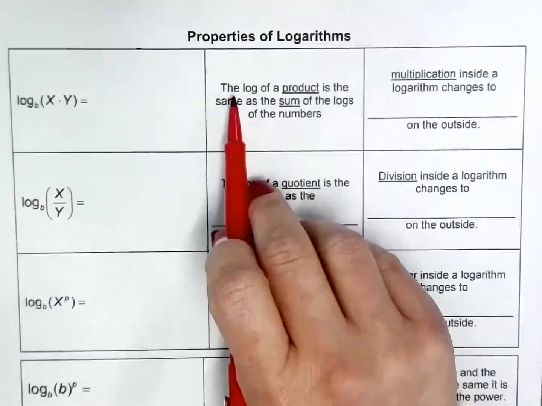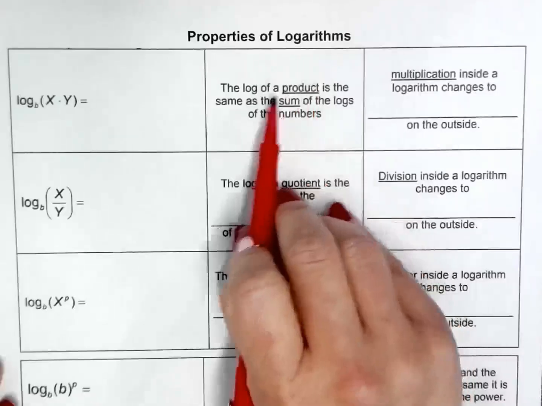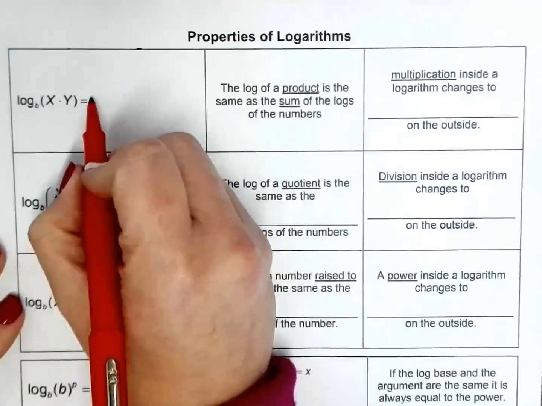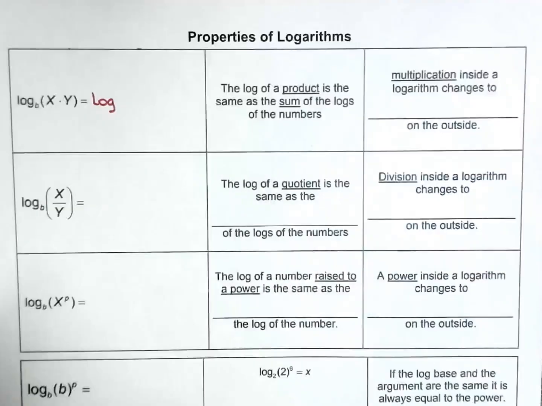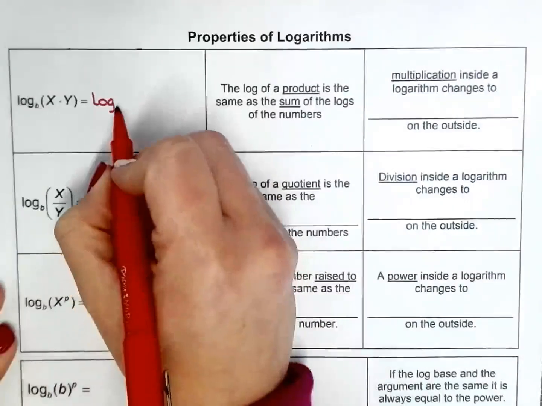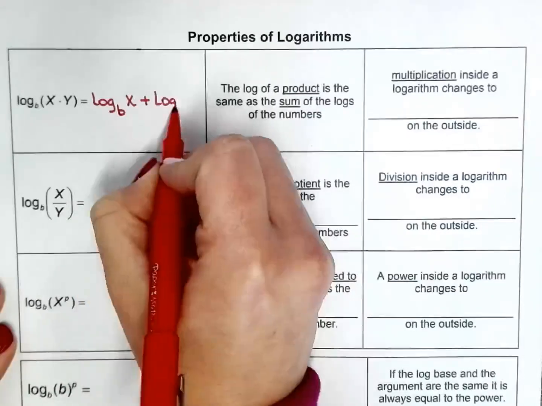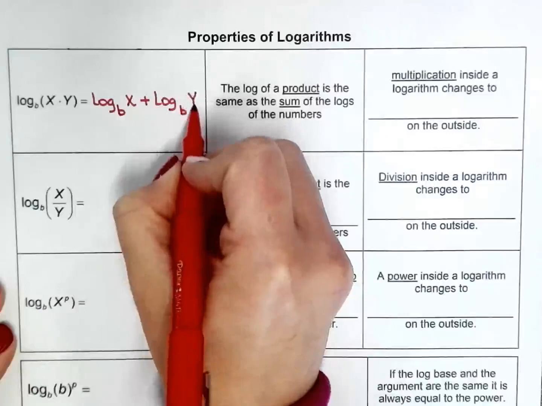So what that means is the log of a product is the same as the sum of the logs of the numbers. So the base doesn't change. The base is always going to be the base. So log base b of x plus log base b of y.